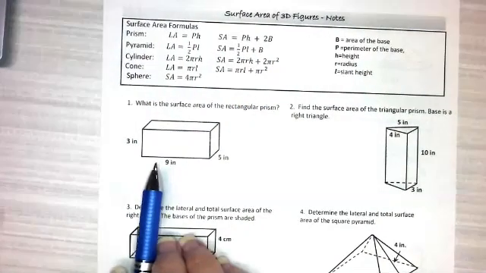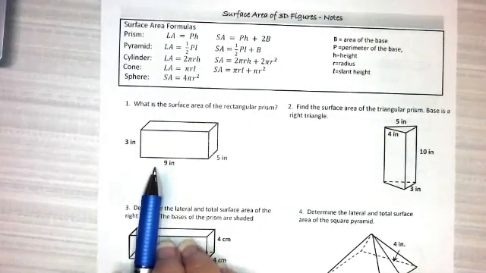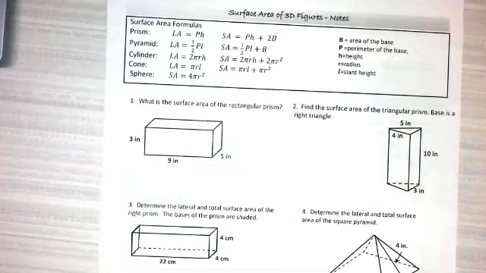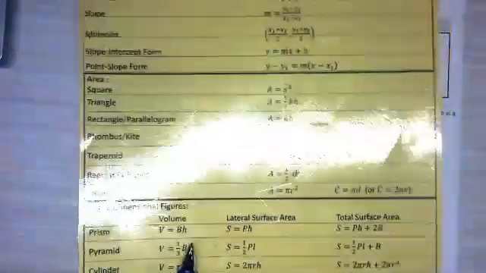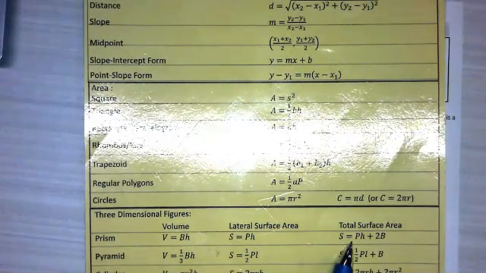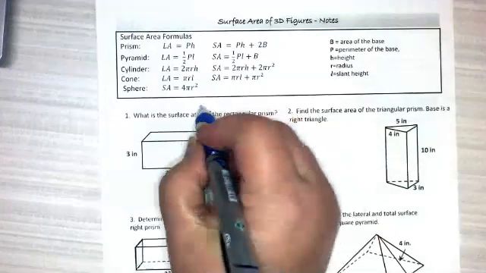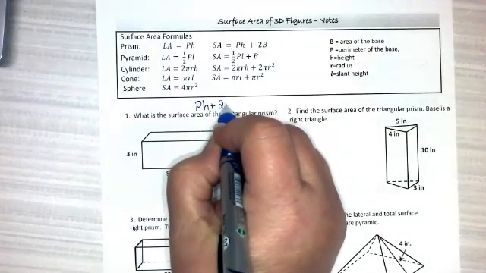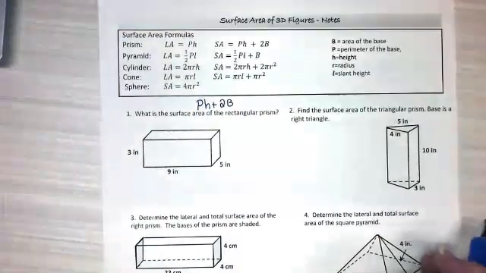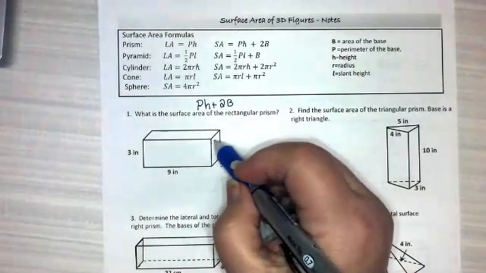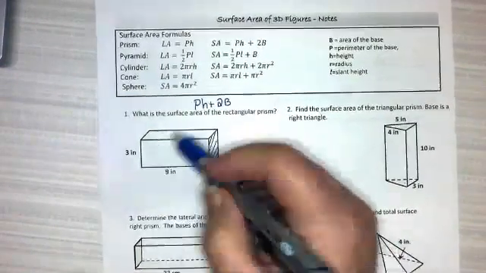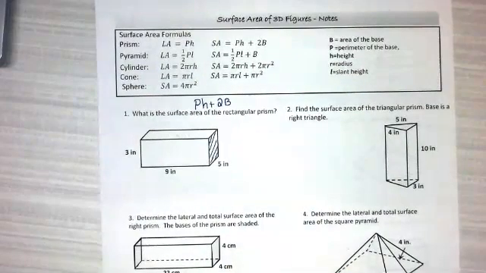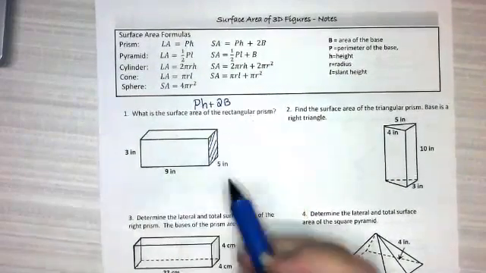So let's start off with a rectangular prism, probably the easiest of all of our shapes. What's the surface area of a rectangular prism? So on my formula chart for prism, surface area says PH plus 2B. So I'll write that down. PH plus 2B. So first we need to identify where our base is. I'm going to go ahead and define my base as this side. You could use the top or the front for your base. You just have to pick a side to be your base when it's a rectangular prism.